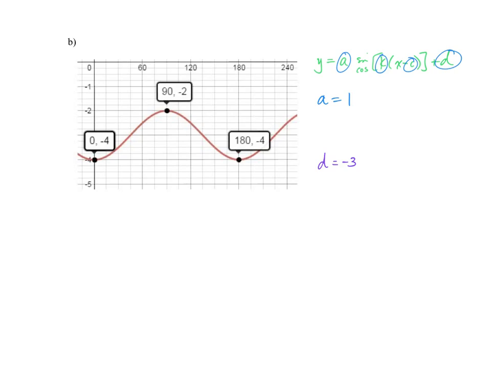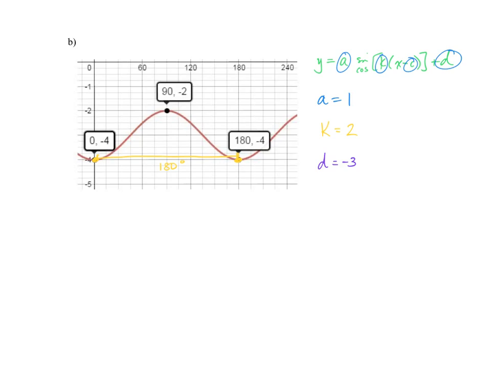Now, to come up with my k value, maybe we can look at it as we go. I was given one minimum and another minimum, so the distance between those minimums is 180 degrees. That is my period. If my period is 180 degrees, then it's half of what a normal trig curve is. So for me to get half the period, I need a horizontal stretch by a factor of 1/2. My k value would have to be 2.